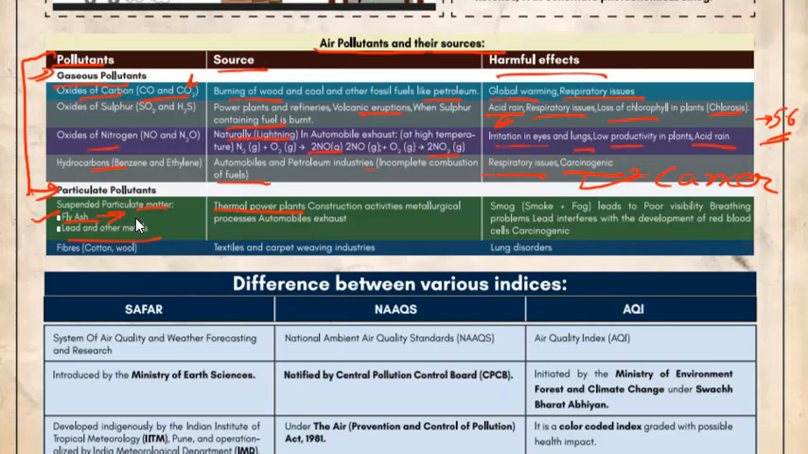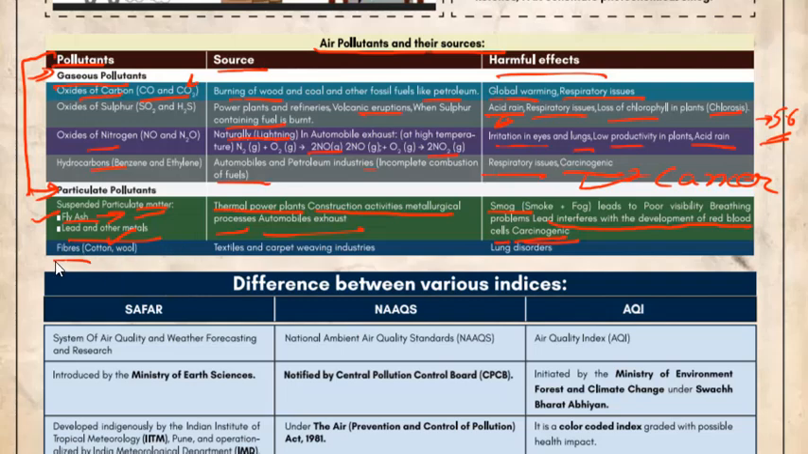This has already been asked in UPSC prelims also. So what are the different sources? Thermal power plants, construction activities, metallurgical processes, and automobile exhaust. Lead and other metals are produced from this automobile exhaust. What are the harmful effects? This forms smoke, what we have studied earlier, leads to poor visibility, breathing problem. Lead interferes with the development of the red blood cells, and this is again carcinogenic. Lead is again carcinogenic, it is given.